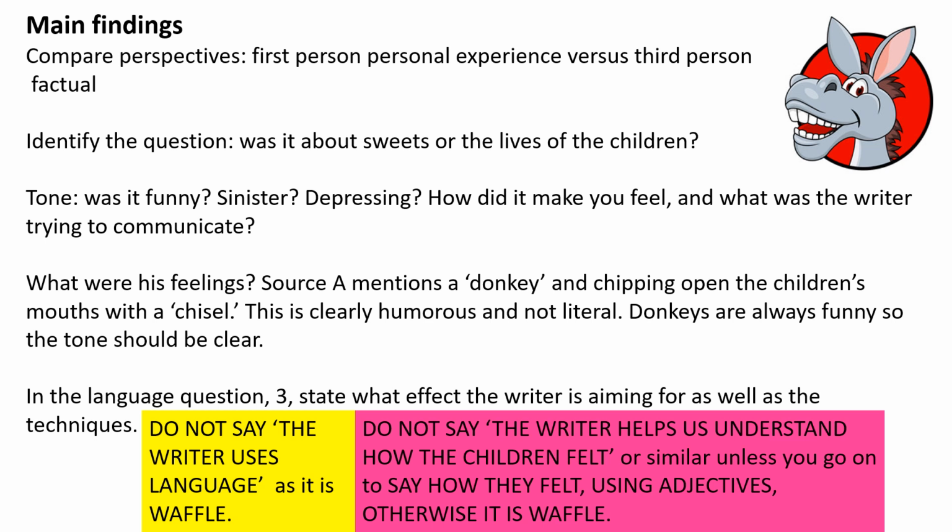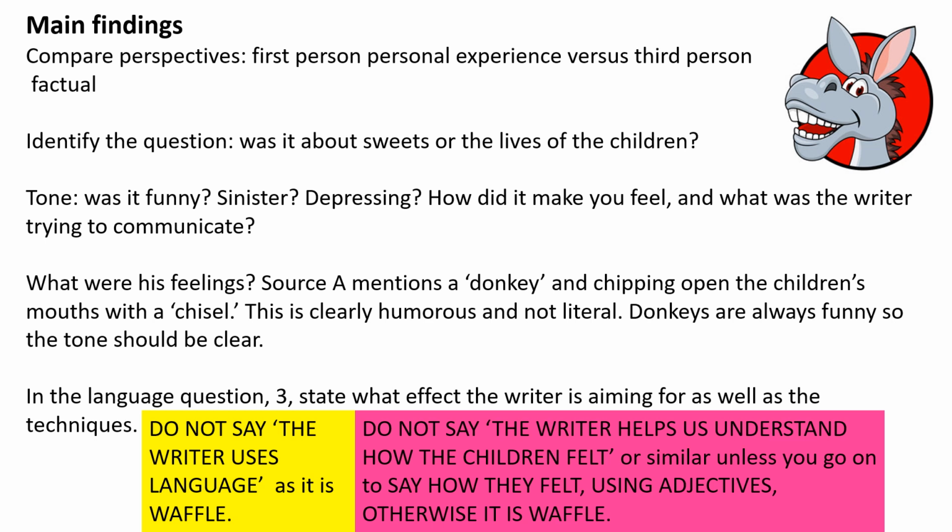These are the main findings from marking your reading work on the sweets paper. You need to compare perspectives when you're doing questions 2 and 4. Is it first person personal experience, third person factual, or what's the perspective? Is it the perspective from having been involved in the situation, or what's the perspective? Really important to understand that. Identify the question. Was it about sweets or the lives of children? Some of you got in a muddle with that, so make sure you outline or underline the important elements of the question. The tone, was it funny, sinister, depressing? How did it make you feel, and what was the writer trying to communicate?